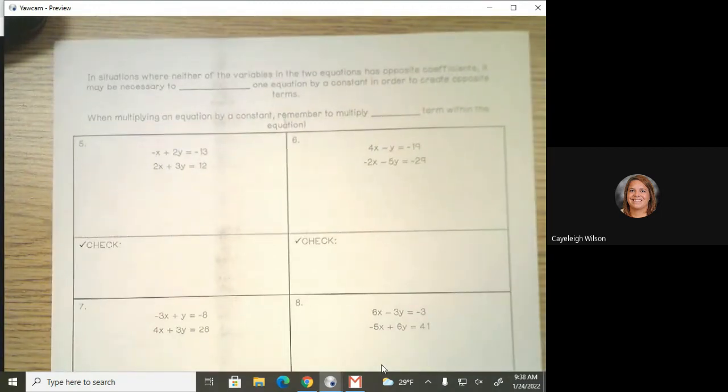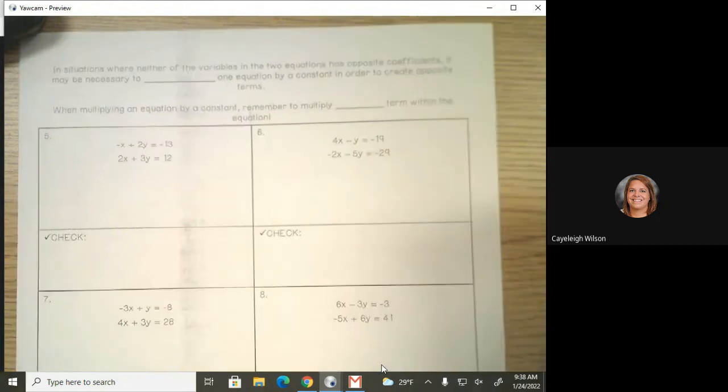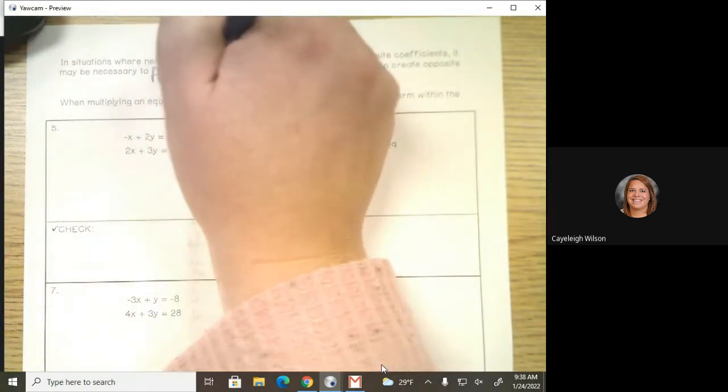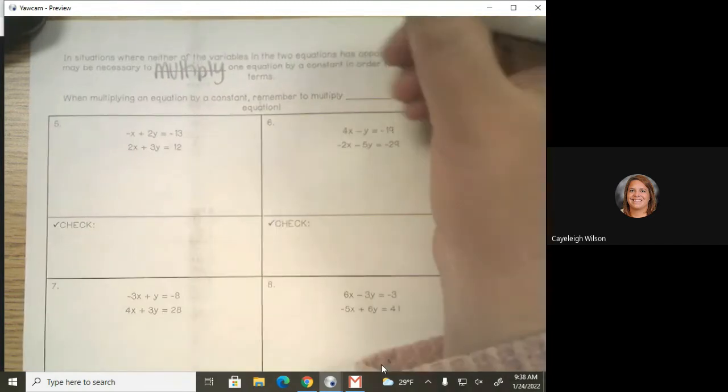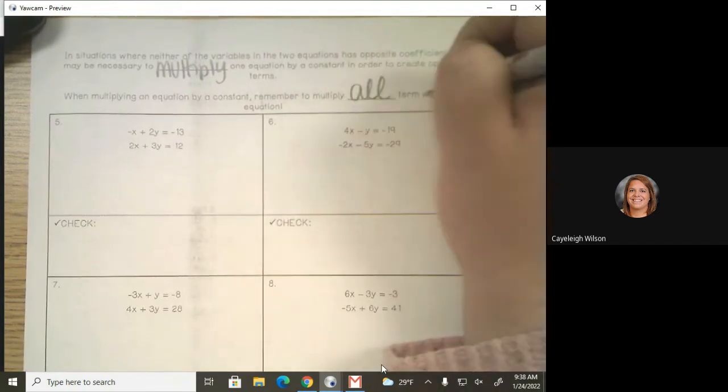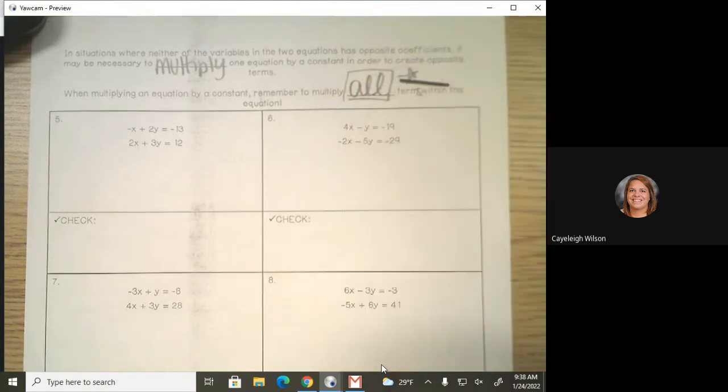Okay, so it says in situations where neither of the variables in the two equations have opposite coefficients. So remember the word coefficient is just the number in front of the variable. It may be necessary to multiply one equation by a constant in order to create the opposite term. So it says when multiplying an equation by a constant, remember to multiply all, I should say all terms within the equation.